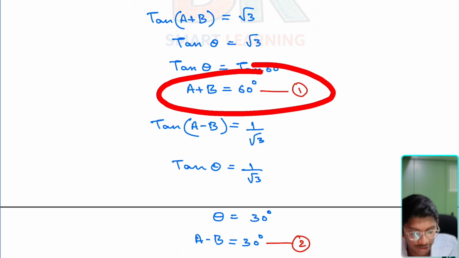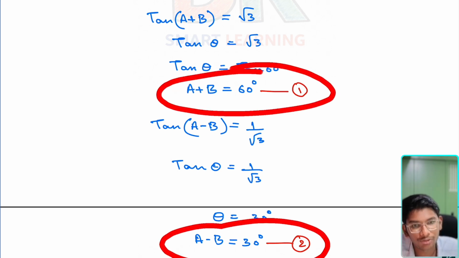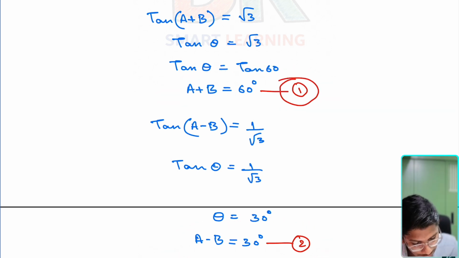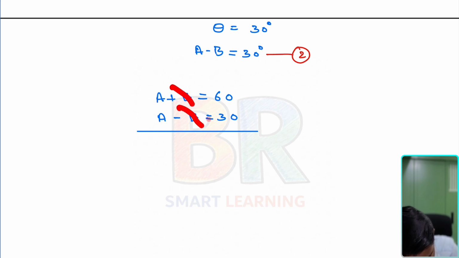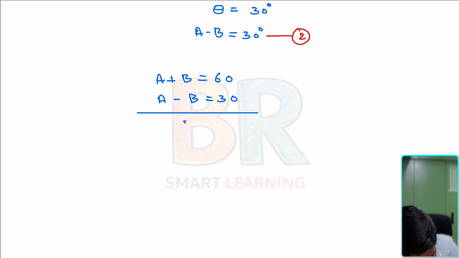Now let us add the first equation and the second equation. A + B equals 60, A - B equals 30. Here B and B get cancelled. A + A is 2A and 60 + 30 is equal to 90. The 2 comes here. We get A equals 45 degrees.